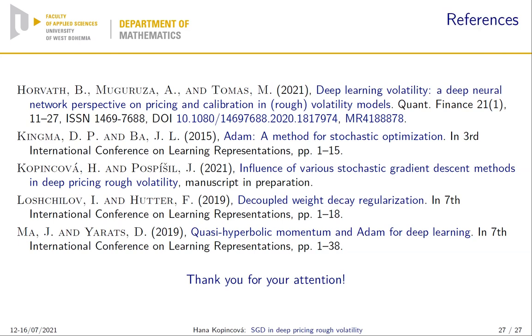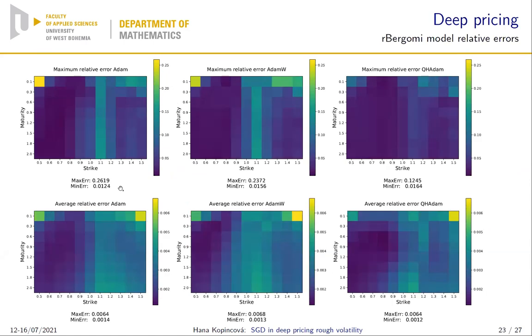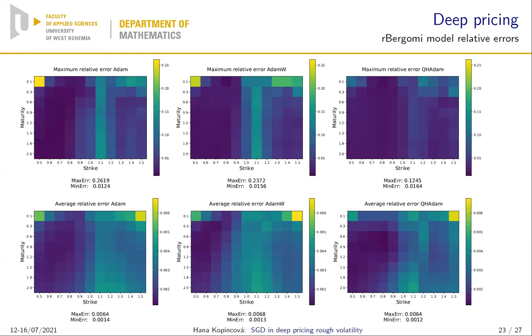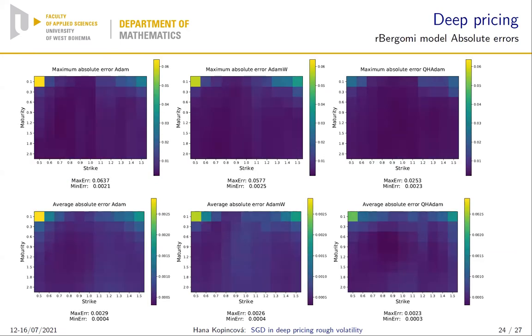Okay, thank you very much for your presentation. It was very nice. I have a question. When you were showing us the difference between them, we have seen that in the Heston model, the best one was, I think, the middle one, that was Adam double B. But in the rough one, the best was QH Adam. Do you have a feeling why, depending on the model, one method works better than the other?